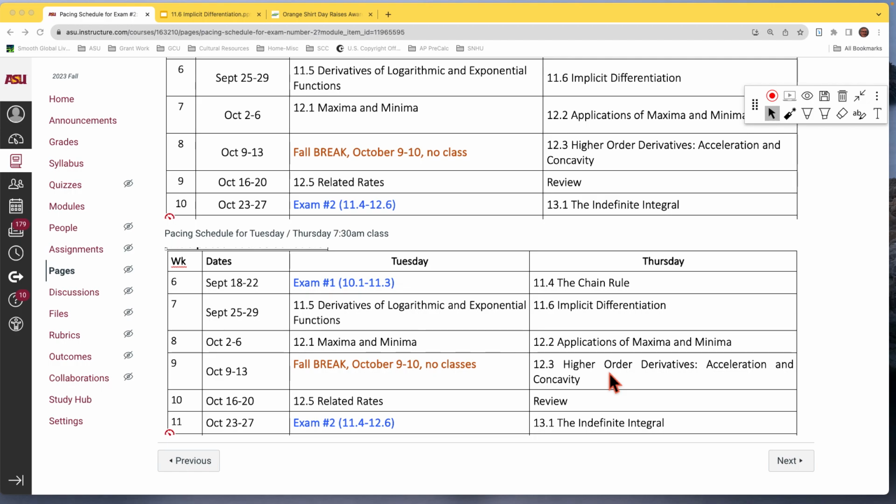So if I take the derivative of my position function, I get velocity, which is my speed. If I take the derivative of that, I get my acceleration, which is how my speed is changing, whether I'm speeding up or slowing down. Okay, so that's 12. And then we do 12.5. And let me turn this thing off. And then we're ready for the next exam.